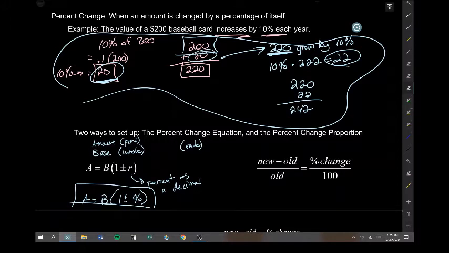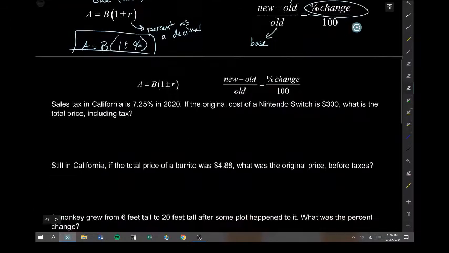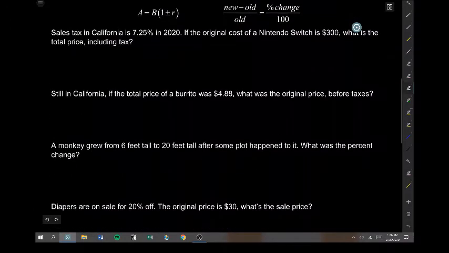The proportion has a few pieces to it. It's called new minus old over old equals percent change over 100. New and old stand for like the initial amount compared to the resulting final amount. So this old, this is like our base, and it appears twice. Whereas new is the new thing, and percent change will be the value that we calculate pretty often, or a value that we work with. So let me do some examples. I've recopied down those formulas here.